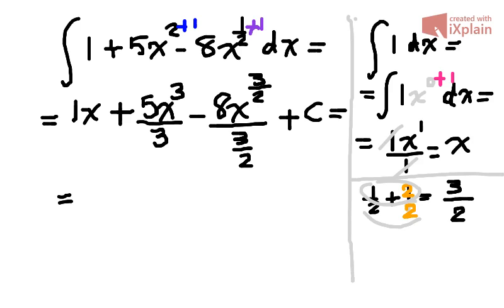The first one will be 1x. We can drop that 1 and just say x. The second term doesn't need any simplifying. It cannot be simplified any further.